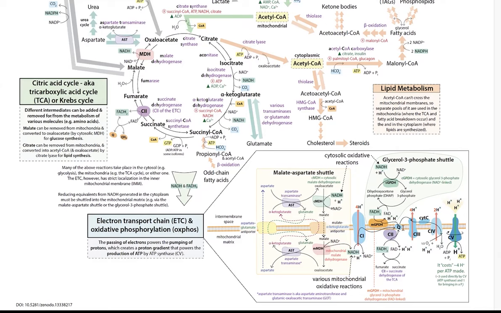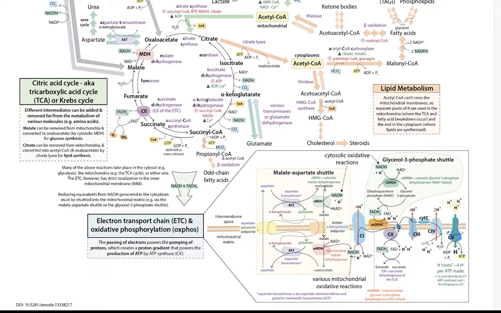Complex 2 passes the electrons onto Q, but it doesn't pump anything. So you get more from your NADH than you get from your FADH2, as long as that NADH was generated in the mitochondria. When you're generating NADH in your cytosol, then you can't take the NADH in. You can take the electrons from it in, but NADH can't get through the membrane.